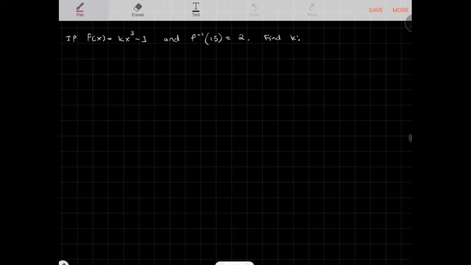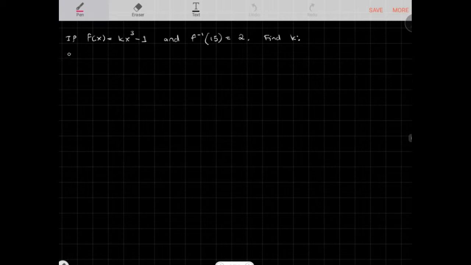Alright, let's take a look at this question. If f of x is equal to kx cubed minus 1 and f inverse of 15 is equal to 2, find k. Okay, so this is somewhat of a different type of question, but all in all, just understanding how we can determine the inverse function will help us to solve this.